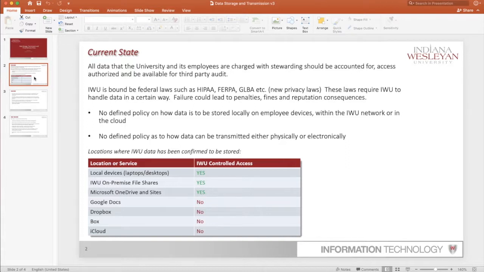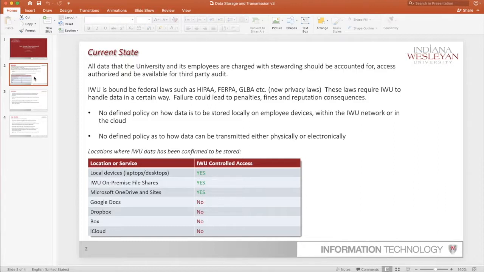Currently, locations where IWU data has been confirmed to be stored are shown in the table here. On the left, location or service, we're looking at local devices, on-premise file shares, Microsoft products like OneDrive and SharePoint sites, Google Docs, Dropbox, Box, and iCloud. On the right-hand column, we can see where IWU actually controls the access. Right now, we control access to local devices, obviously, on-premise file shares, and anything residing in the Microsoft Office 365 space, which includes OneDrive and SharePoint. Where we don't have control are areas such as Google Docs, Dropbox, Box, and iCloud.